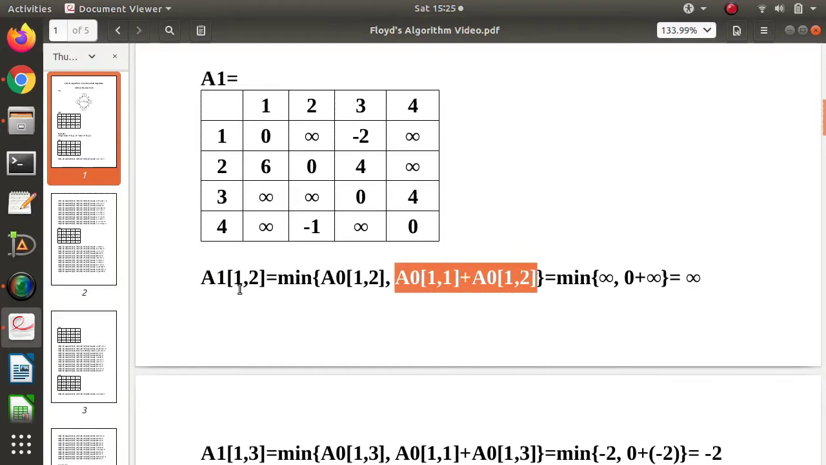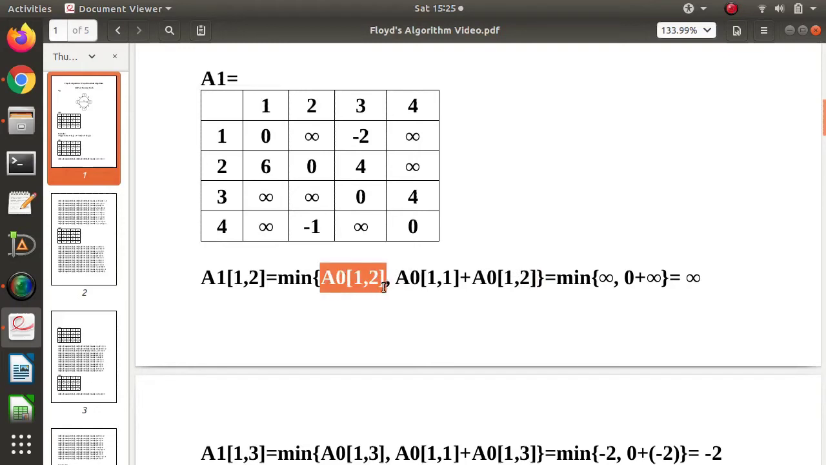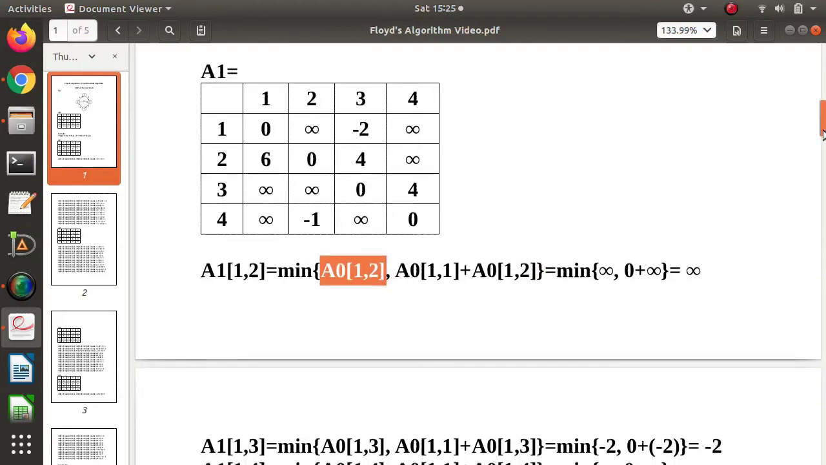So 1 to 1 means this 1 to 1, and then from this 1 to 2. So taking 1 as an intermediate node, we take this one and this one. After taking 1 as an intermediate node, we check whether this value is improved or not. If this value is improved, we will take this one. That's why we are choosing the minimum one. Otherwise, if we get more cost, then whatever the previous value was, we will maintain that. So in this way, the other values are calculated.